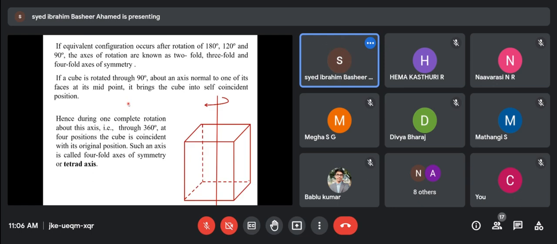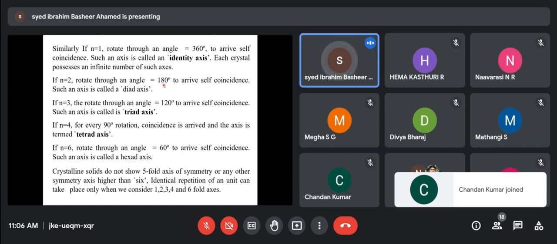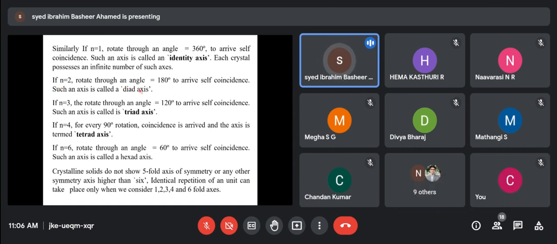All right. If an equivalent configuration occurs after rotating 180, 120, and 90 degrees, the axis of rotation is known as a 2-fold, 3-fold, and 4-fold axis of symmetry. If a cube is rotated through 90 degrees about an axis through one of its faces at its midpoint, it brings the cube into a self-coincident position. So this is a tetrad axis. If n equal to 2, rotate through an angle of 180 degrees, it is called a diad axis.